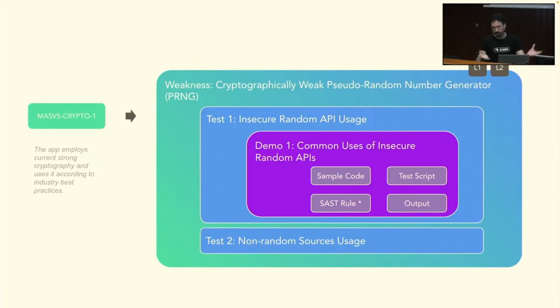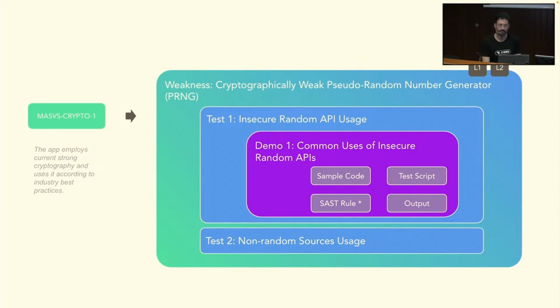So this is another view of the same thing. You can see that there is even more. We start with a control from the MASVS. It's about using current strong cryptography and industry best practices, very abstract and general, but that's intentional. And then we have a specific weakness related to best practices in cryptography, which is about random number generators that should be cryptographically secure, right? And then for that topic, we have many tests.